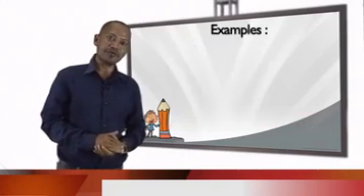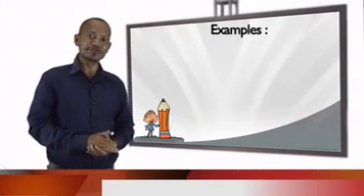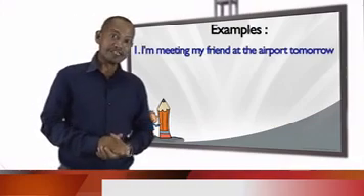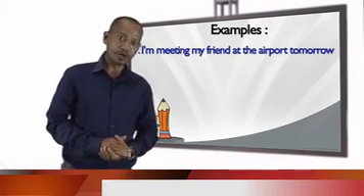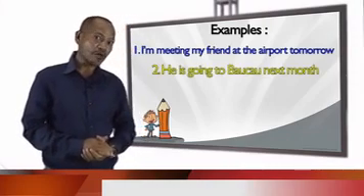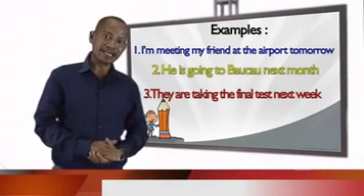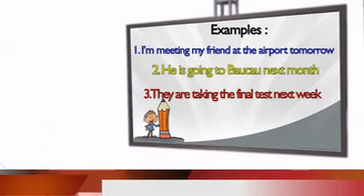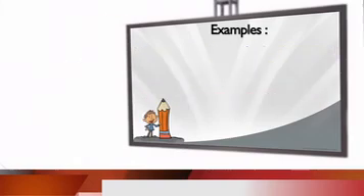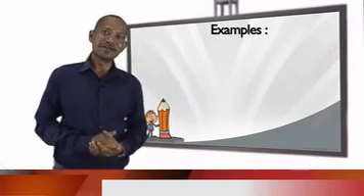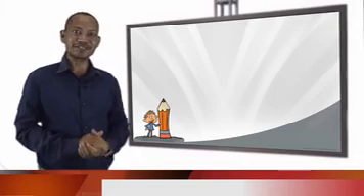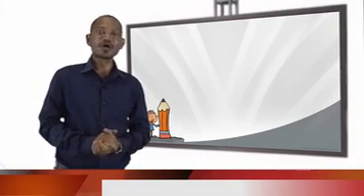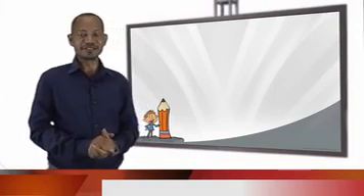Now, please refer to the 3 examples on using the present continuous tense for future events. I'm meeting my friend at the airport tomorrow. He is going to Baucau next month. They are taking the final test next week. So, at least, these are some of many example sentences used with the present continuous tense to describe a future event or a future arrangement.